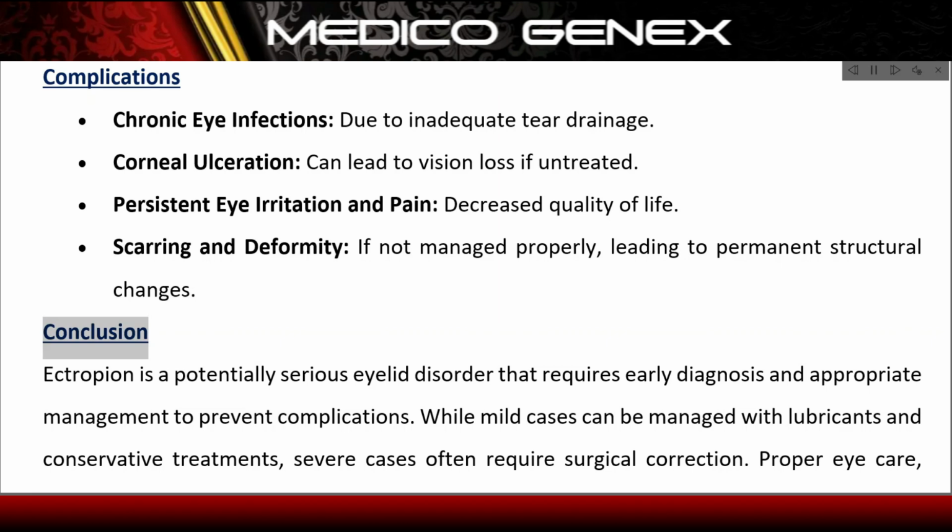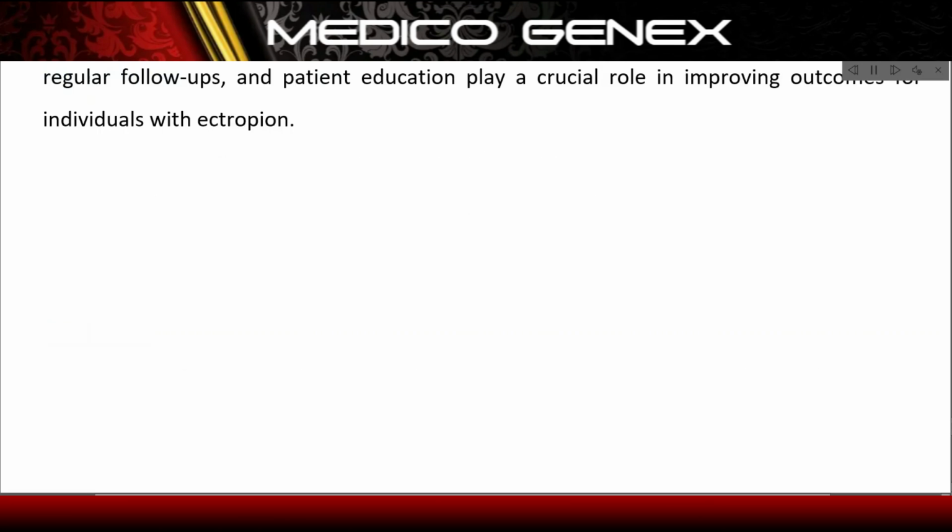Conclusion. Ectropion is a potentially serious eyelid disorder that requires early diagnosis and appropriate management to prevent complications. While mild cases can be managed with lubricants and conservative treatments, severe cases often require surgical correction. Proper eye care, regular follow-ups, and patient education play a crucial role in improving outcomes for individuals with ectropion.